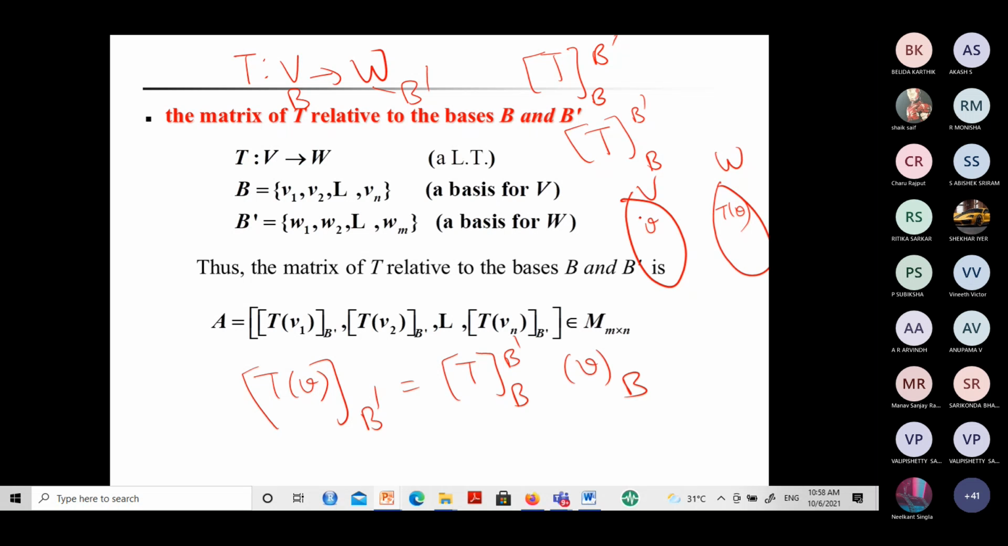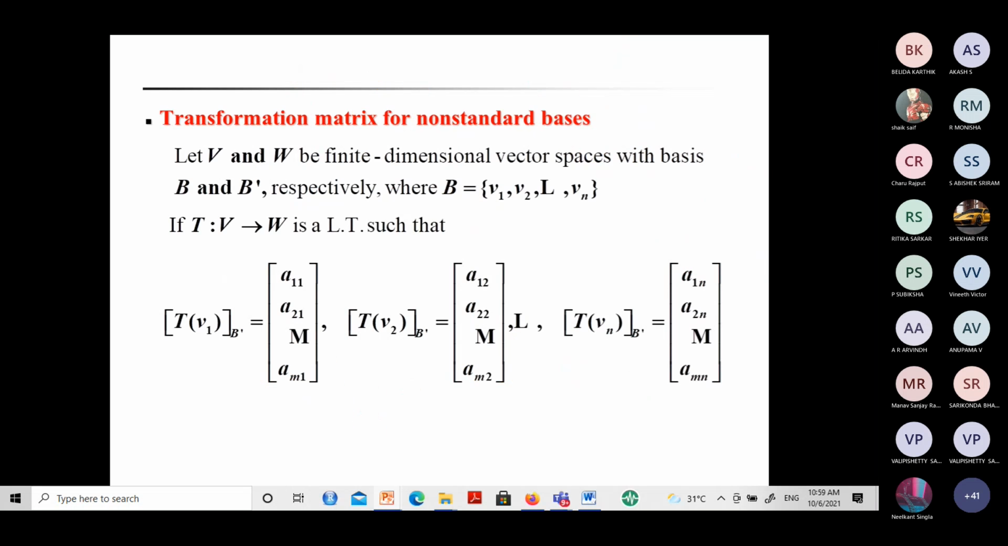Right? See, here v has a coordinate vector with respect to B. T of v has a coordinate vector with respect to B dash. So in terms of this, it is actually the associated matrix into this one. This result you have to remember, right? Using this, we are going to do a problem.